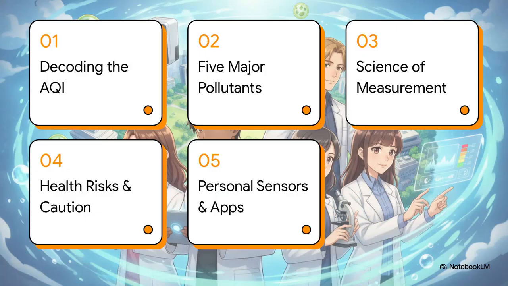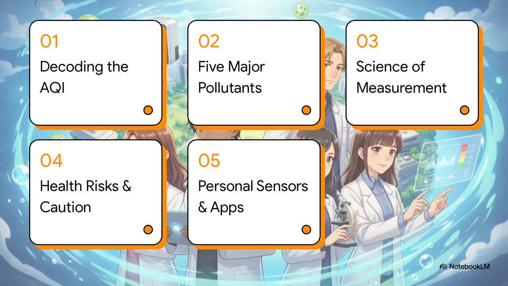Here is our roadmap for today. First, we'll be decoding the AQI. Second, the 5 major pollutants. Third, the science of measurement. Fourth, health risks and caution. And finally, personal sensors and apps.